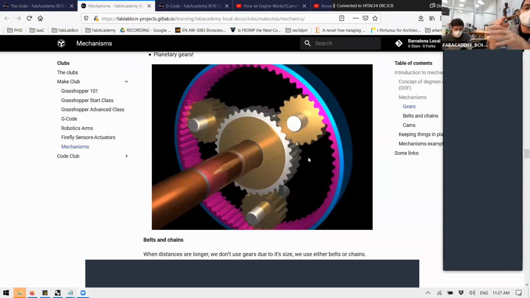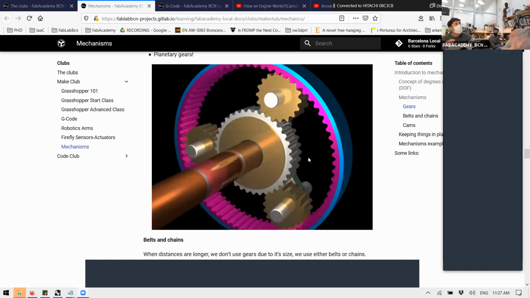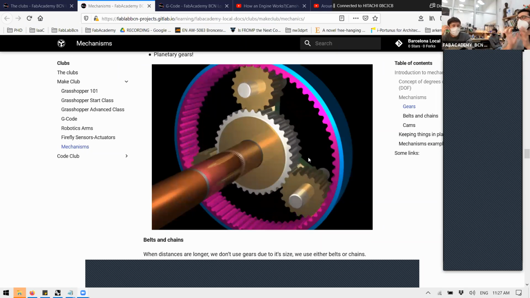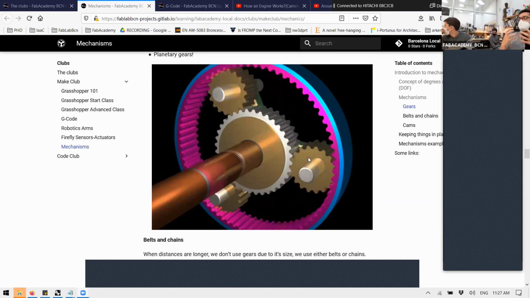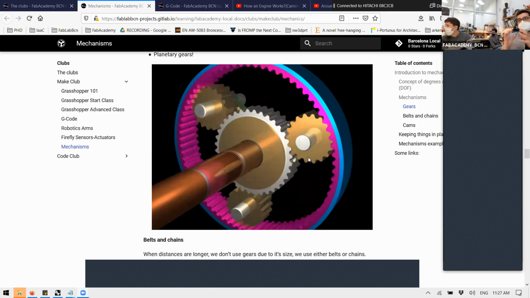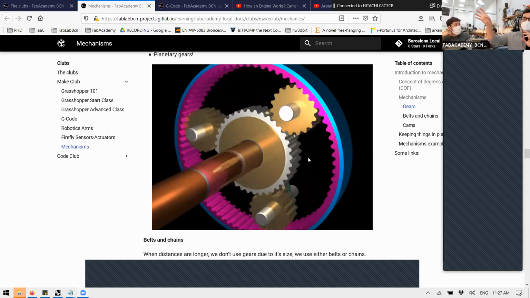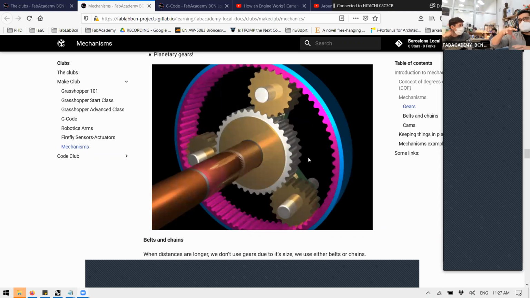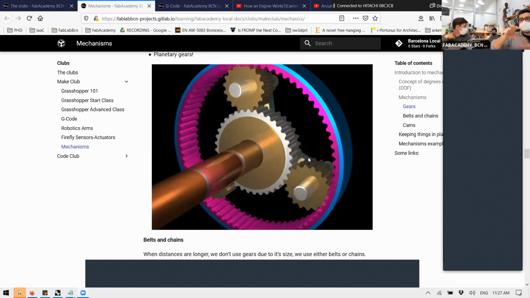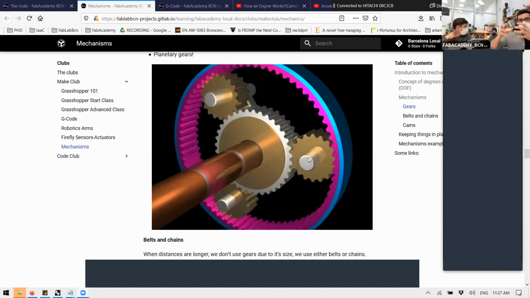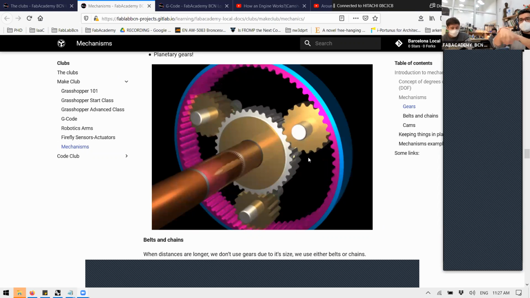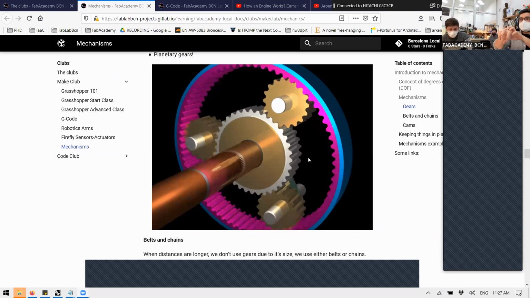So planetary reducers are used to get high reduction while keeping a lot of torque in small packages. Actually, inside all the robotic arms, they have at least 2 or 3 of these inside each motor, because all the twists in the arms are done with motors with planetary reductions.